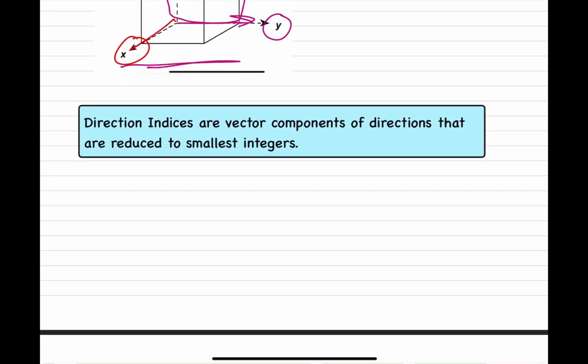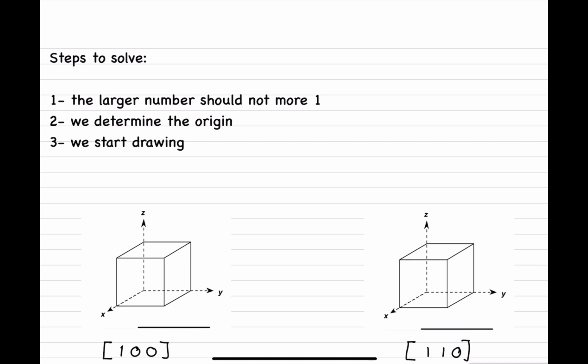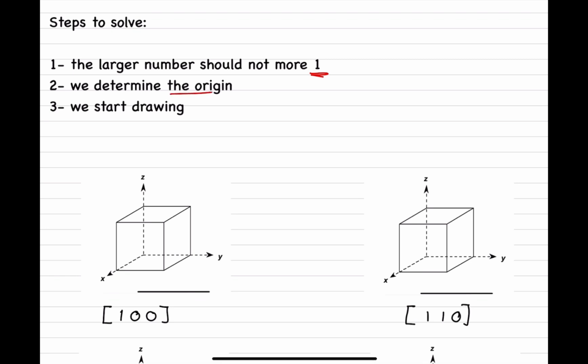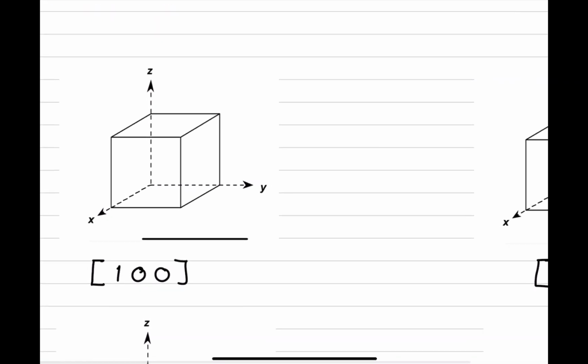So the direction indices are vector components of direction that are reduced to the smallest integers, and this is a very important point, and we will explain it now. These are the steps to solve any question. The first point: the larger number should not be more than 1. So 1 is the maximum number that we should have to solve any question. Then we will determine the origin point, and after that we will start drawing.